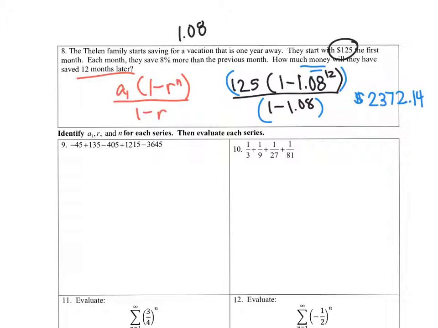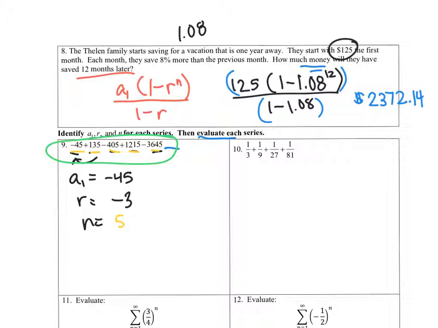Okay, next, number 9, evaluate each series after you write A1, R, and N. So number 9 is a geometric finite series because it doesn't have an ellipsis. So I'm going to use the formula. Actually, I would just add these up. So your A sub 1 is going to be negative 45. Your common ratio is take 135 and divide it by negative 45, and you get negative 3. And your number of terms is going to be 1, 2, 3, 4, 5. So I'd actually just add these up in your calculator.